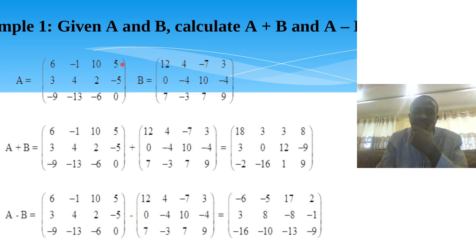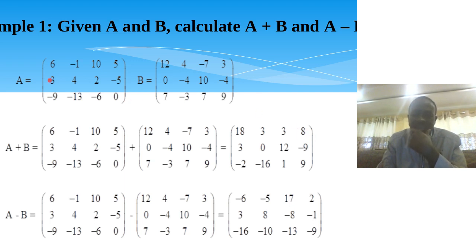Then for the last item in the first row, we have a 5. So you will take the 5, then we add 3. So that will give us 5 plus 3, and the resultant value is 8.